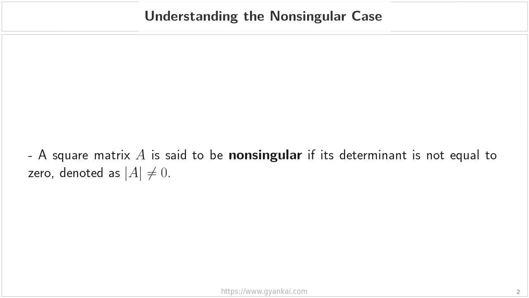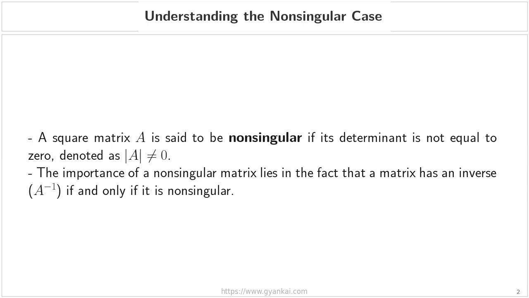Understanding the non-singular case. First, we need to understand a key term, non-singular. We say a square matrix A is non-singular if its determinant, which we write as the absolute value of A, is not equal to 0.